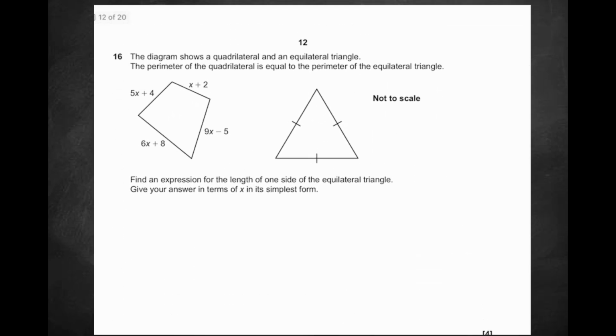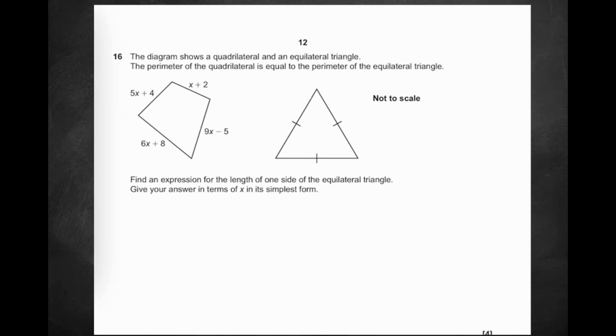Question number 16. The diagram shows a quadrilateral and an equilateral triangle. The perimeter of the quadrilateral is equal to the perimeter of the equilateral triangle. Find an expression for the length of one side of the equilateral triangle. Give your answer in terms of x in its simplest form.